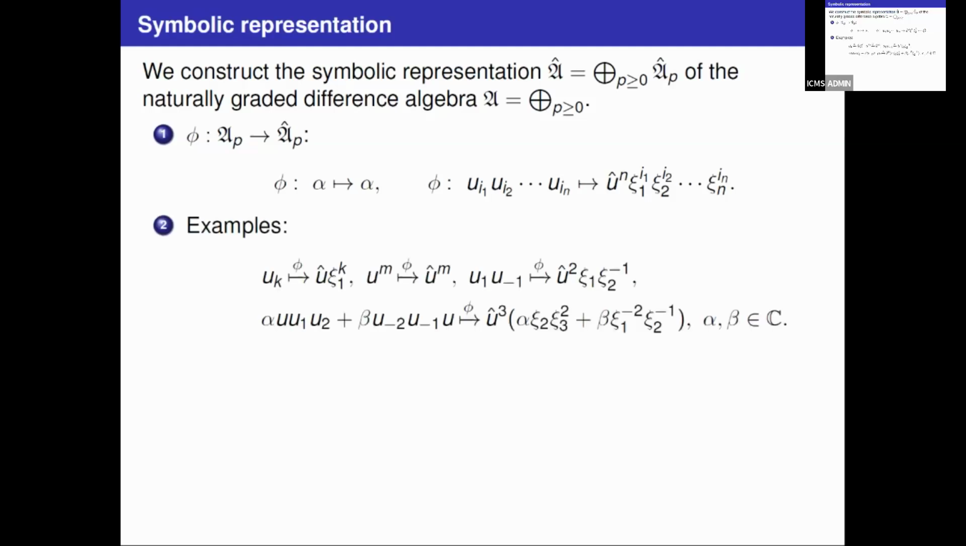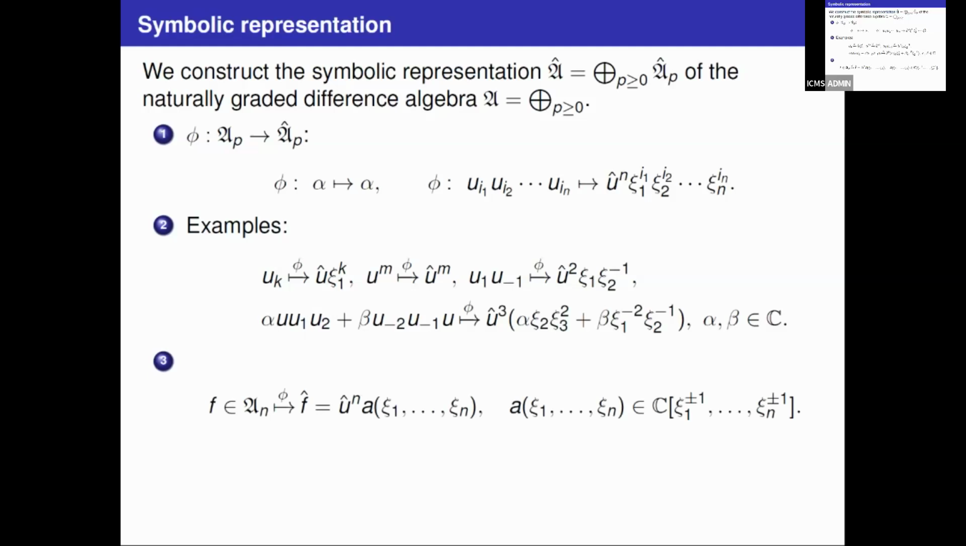And well, here is an example. So u_k goes to xi_1 to the power k. u_1 u_{-1} has the symbol xi_1 xi_2^{-1}, and so on. And generally, the symbol of an element of degree n is a Laurent polynomial in n variables xi_1, etc., xi_n.